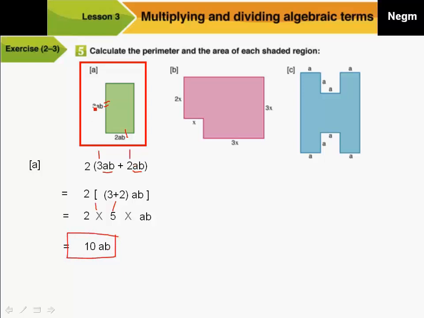The area will be 3AB times 2AB. This equals 3 times 2 is 6. A times A is A to power 1 plus 1, times B is B to power 1 plus 1. This will be equal 6A to power 2, B to power 2. This is the area of this rectangle.